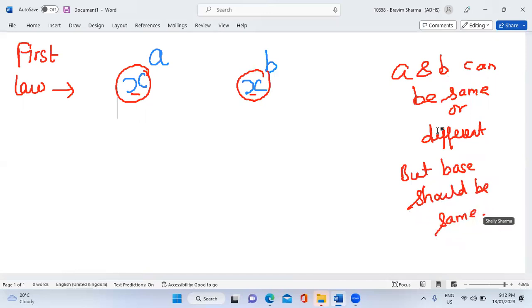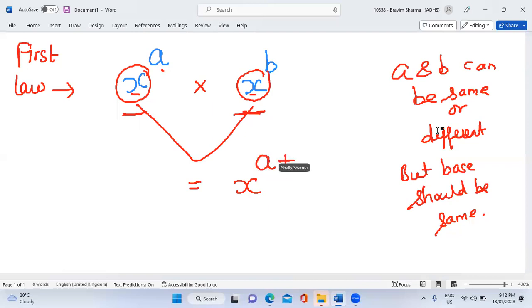Base should be the same. So if I am multiplying these two power expressions, this is like a multiplication law of indices. If I am multiplying two power expressions having the same base but different exponents, or even the same exponents, we can convert it into a single power expression, and its exponent will now be a plus b. Now see, these laws are basically a kind of simplification. For example, in the lower classes we read 2 plus 4, but we never write 2 plus 4. Rather, we prefer to write 6.